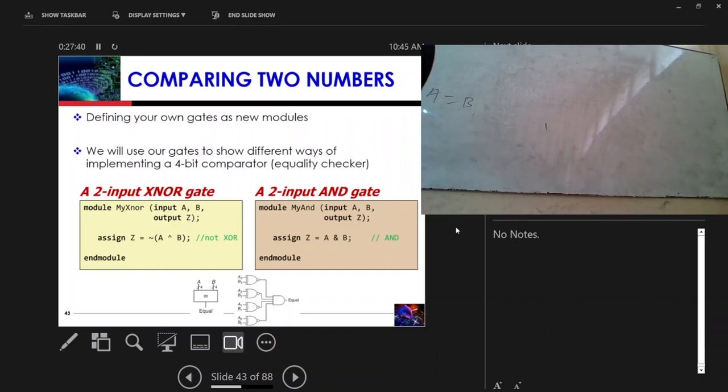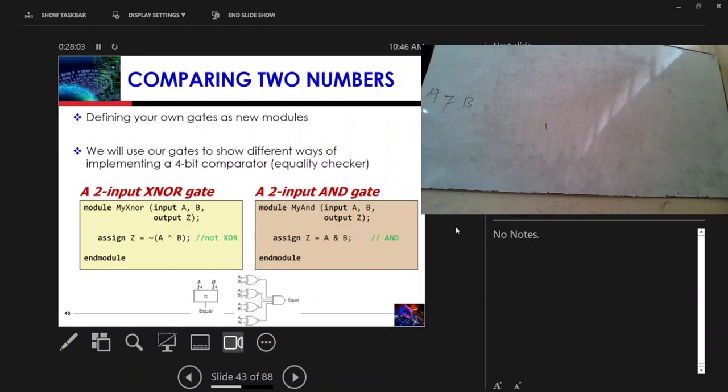So now, if A is equal to B, the output is a 1, right? What if A is not equal to B? If A is not equal to B, the output is 0. So how do we design this using our own gates?